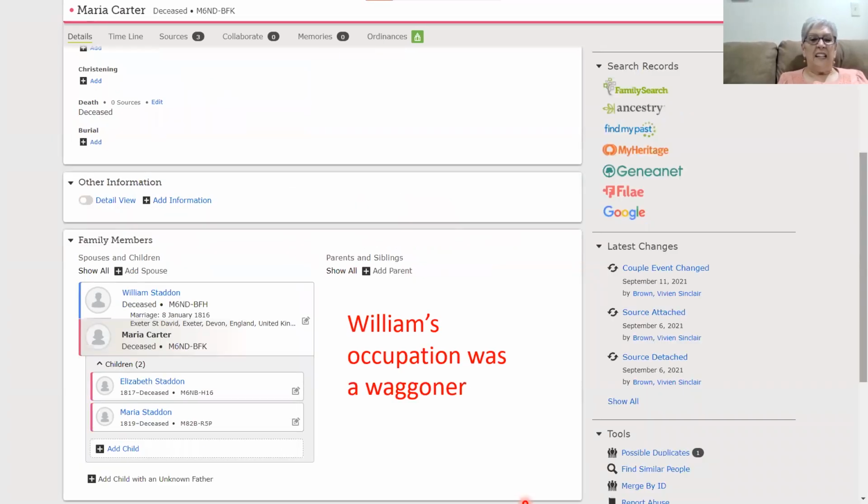And interestingly enough, that Maria Carter that was attached to Mary as a daughter was actually the daughter of William Stadton and a second Maria Carter, who was married in 1816. The first one that was the hairdresser got married in 1811. And this one was another Carter that married a Stadton. So how confusing can you get, right?